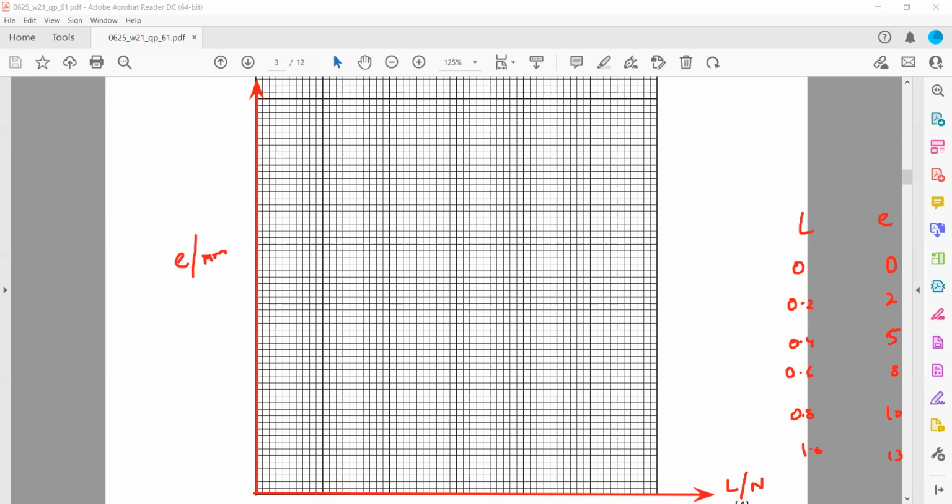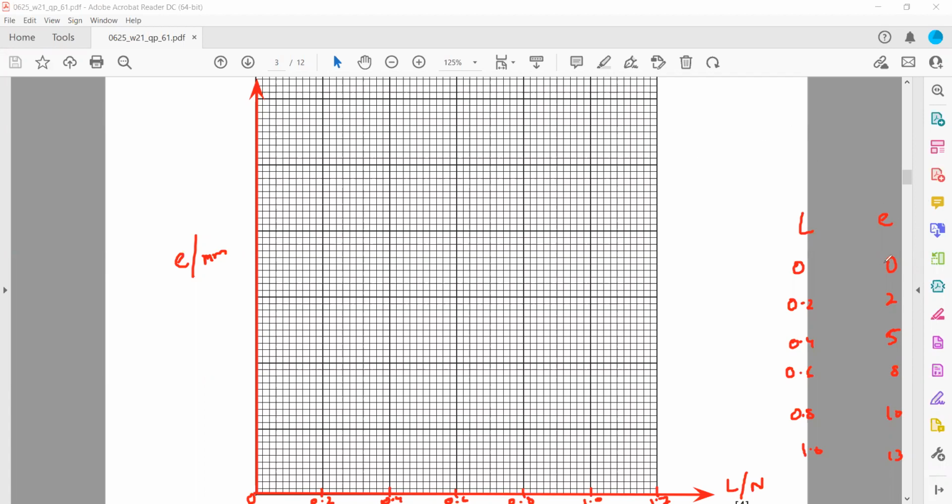Now, the smallest or the minimum value of the load is 0 and the maximum value is 1. So we have to divide our scale from 0 to 1. If you start here, this is 0. If I say 5 boxes equals 0.1, so this will be 0.2, this will be 0.4, 0.6, 0.8, 1.0 and then 1.2. It means each 5 boxes on the x-axis equals 0.1.